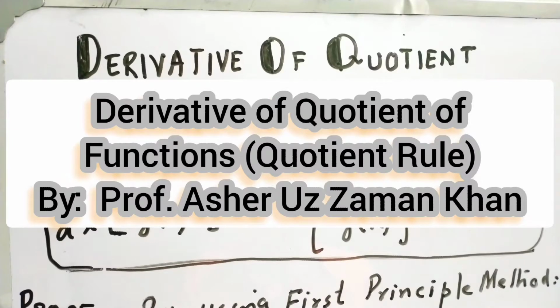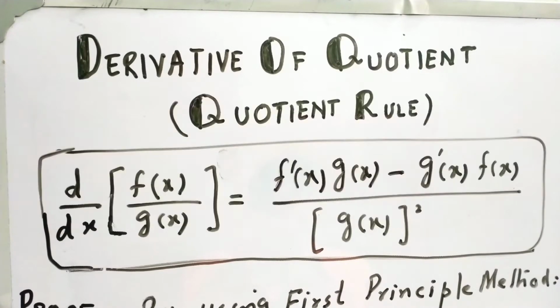Today's topic is the derivative of quotients of functions and the quotient rule. If we have two functions, f of x and g of x, and f of x is divided by g of x, how could we find the derivative of such a function?